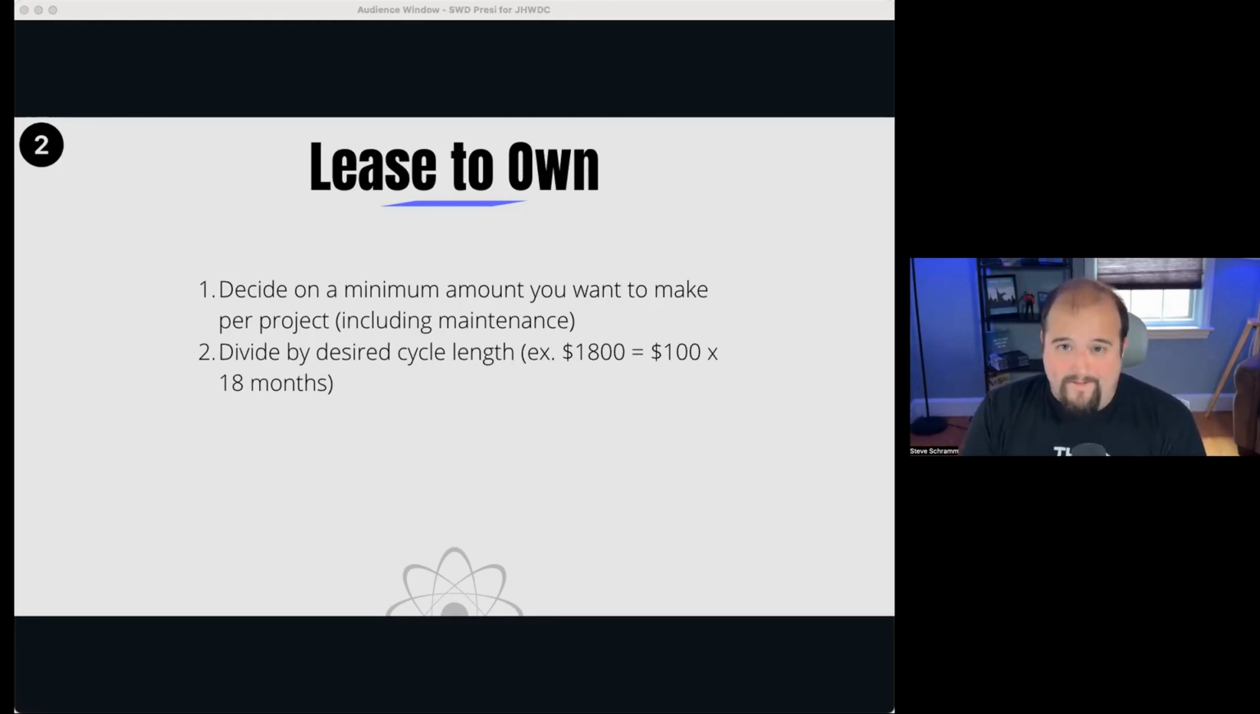So let's say that for building a website and maintaining it for 18 months, you want to make $1,800. Now, there's no magic number here. I know people who do 12 months. I know people who do 18 months. I'm sure you could choose 24 or whatever. Again, we're just keeping it simple.